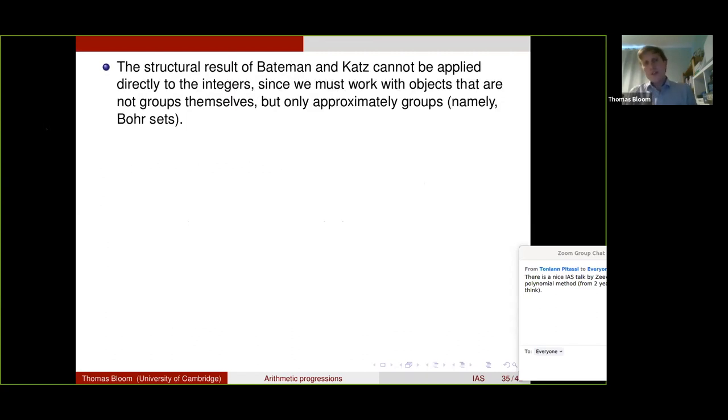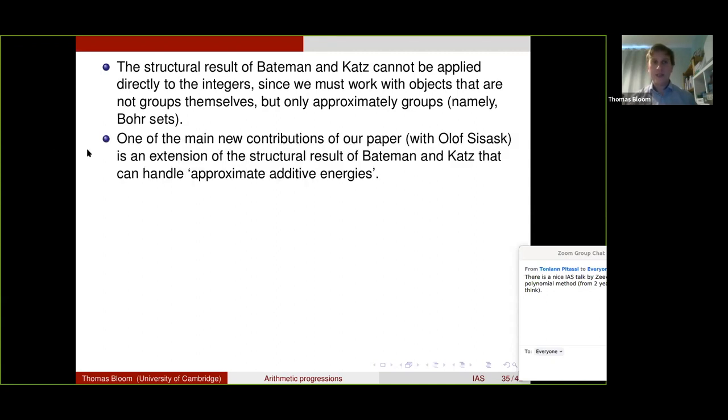Unfortunately, we can't just apply the structural result of Bateman and Katz as a black box, basically because in our iterative argument, we're not working with subsets of groups, we're working with subsets of Bohr sets. And this means that Bohr sets are not groups, just like arithmetic progressions are not groups. They're approximately groups. They have some kind of additive structure, but they're not precise algebraic groups. And this means that we can't just quotient out by things and assume that we're always dense inside a subgroup. So one of the main new contributions of my paper with Lucas and Sasc is that we had to extend this structural result of Bateman and Katz to handle not just additive energies, but additive energies relative to approximate groups. And again, I'll say more about what that looks like in the second half of the talk.